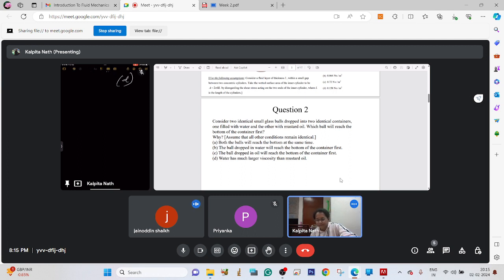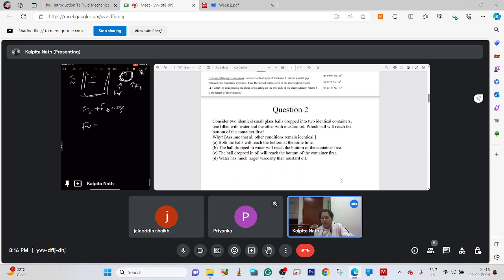Let us solve this. So this is question number 2. Let's suppose this is a container, right? This is the kinematic viscosity of the fluid. If this is the glass ball, the weight acting on the glass ball is mg. There will be buoyant force, that is Fb, and there will be viscous force Fv. The viscous force will resist the falling, and the buoyant force will also resist the falling. So Fv plus Fb is equal to mg, the weight.